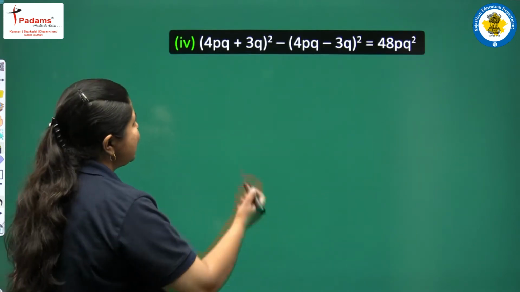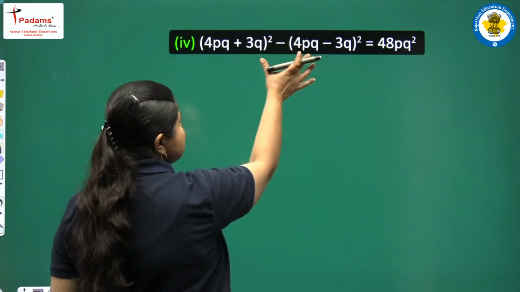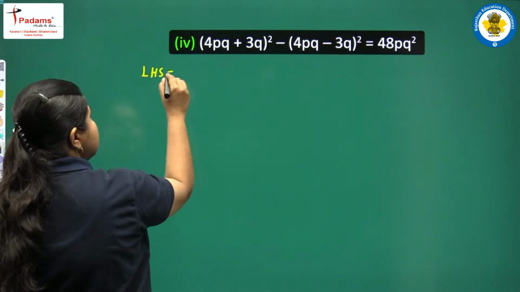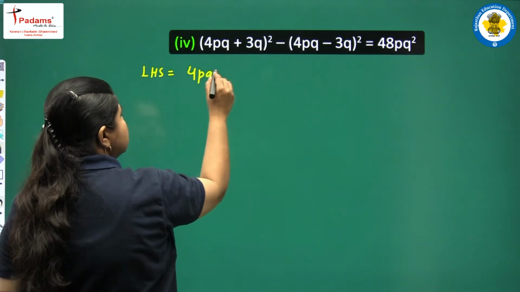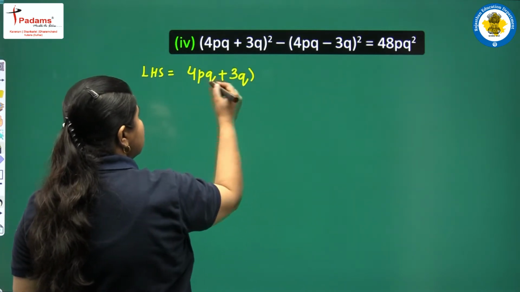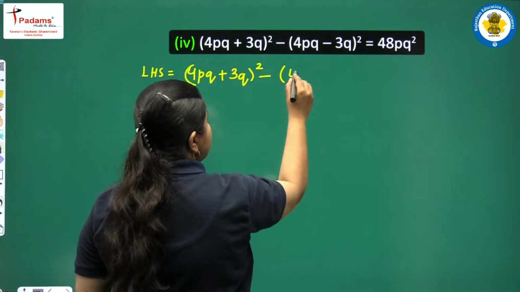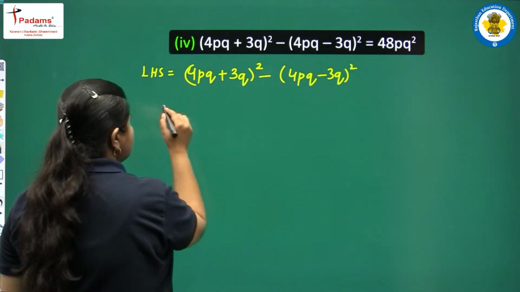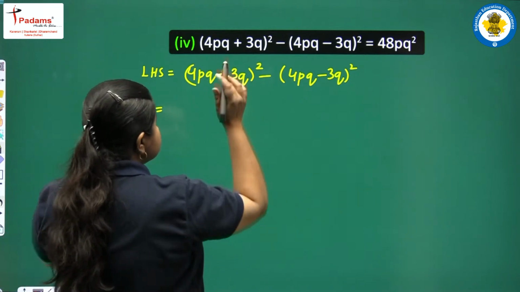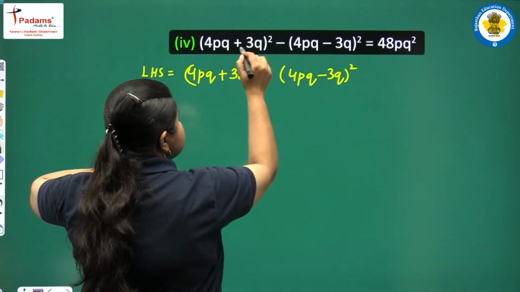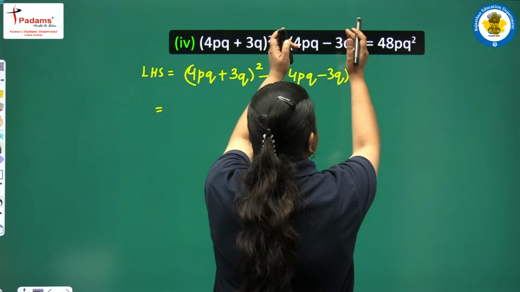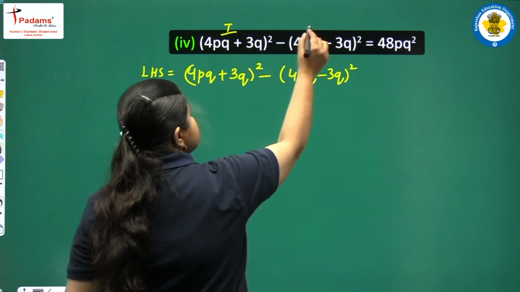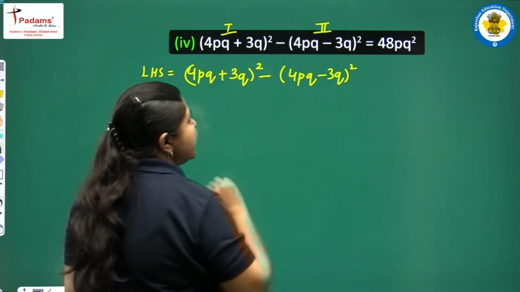Next one is this one. Here again we have to prove this expression equal to this one. We begin with the LHS part. 4pq plus 3q whole square minus 4pq minus 3q whole square. Now here you will see this is whole square with plus sign in between, and this is again a whole square with minus sign in between. So here we will be applying the first identity and in this case the second identity.